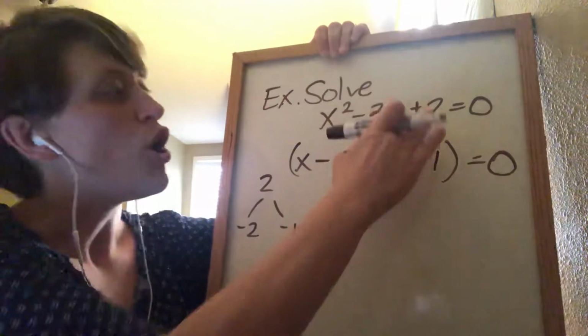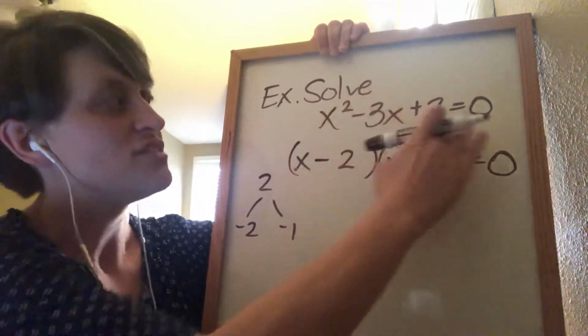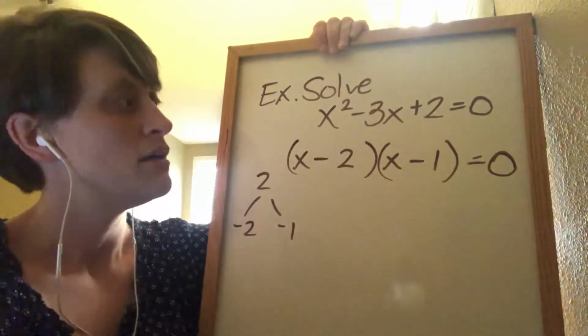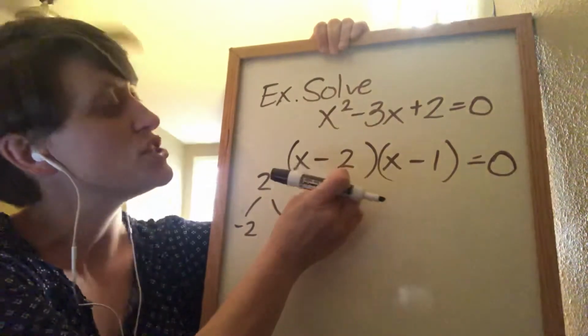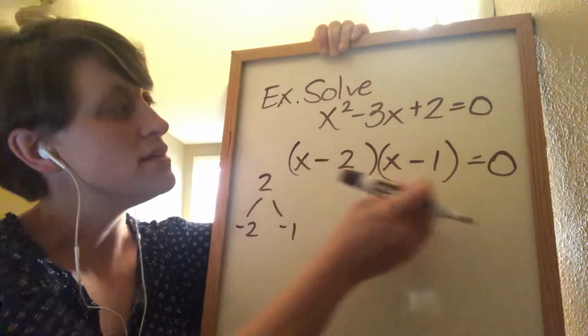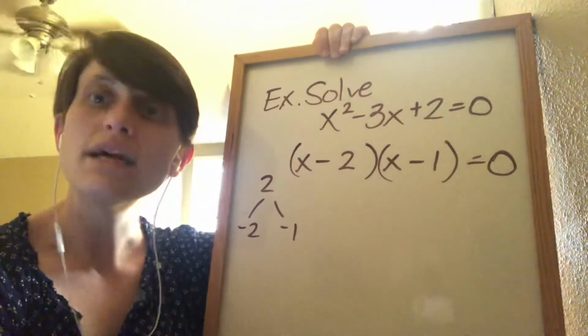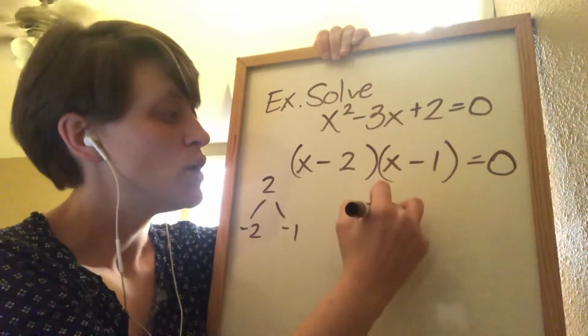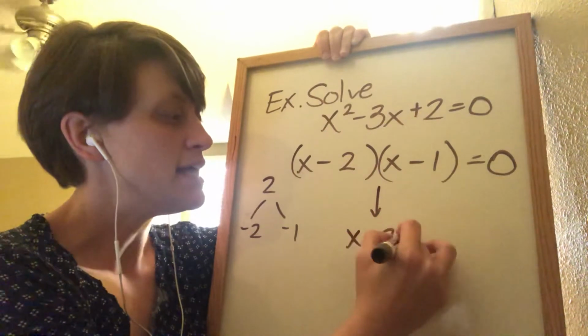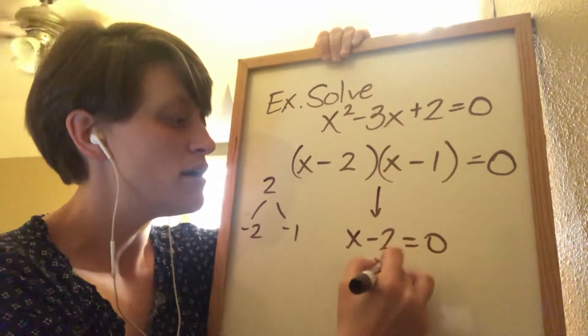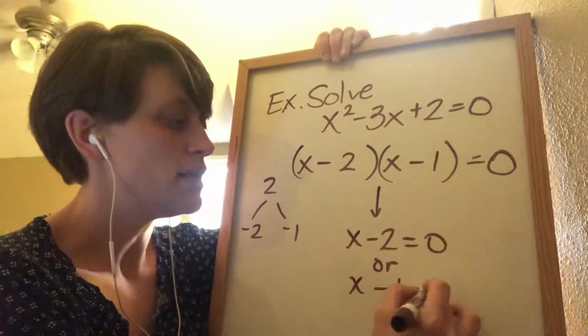Great. So all we've done in this step is factor this left side. But now we have the situation where we have an expression times an expression that equals 0. So we can use the zero product property. What this means is that either x minus 2 equals 0 or x minus 1 equals 0.